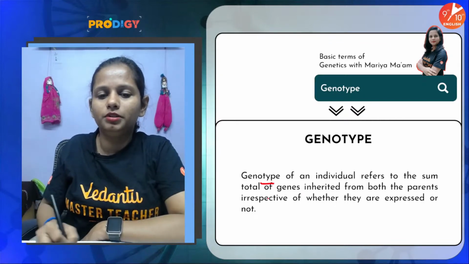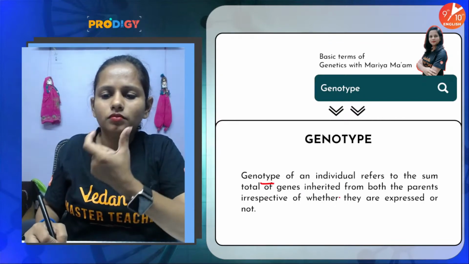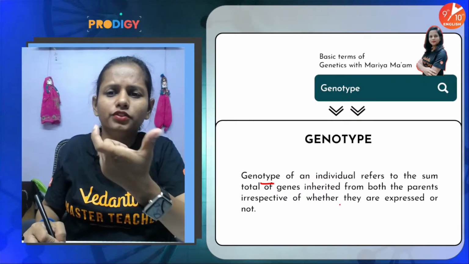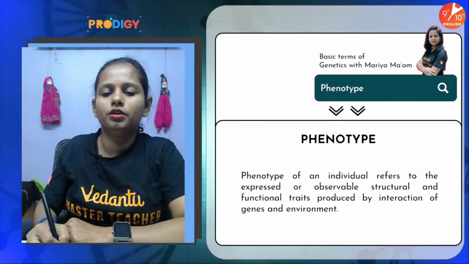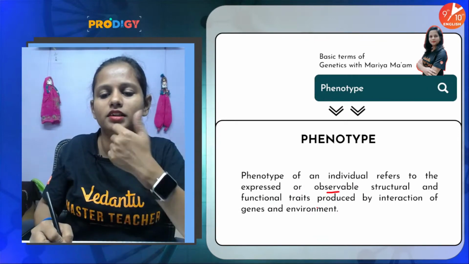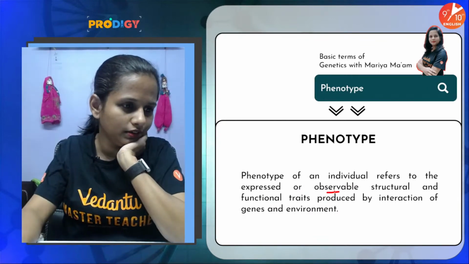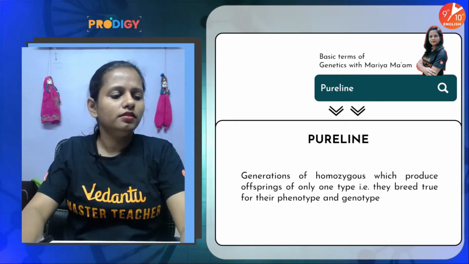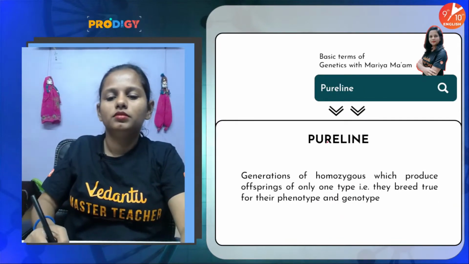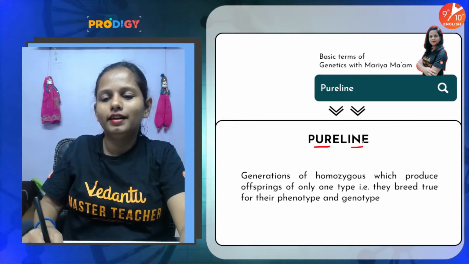So genotype is the genetic representation of the combination of genes that you have. And phenotype refers to the observable physical characters.